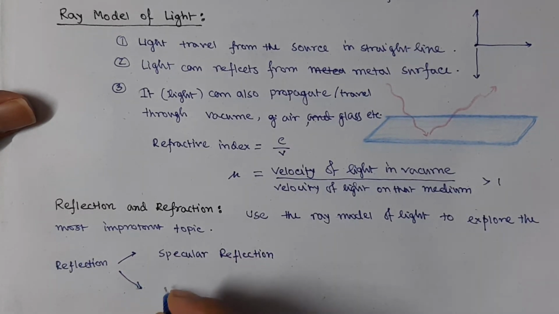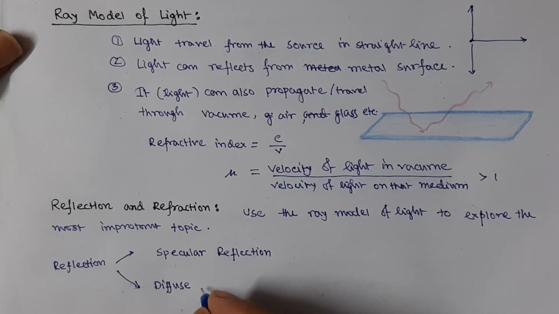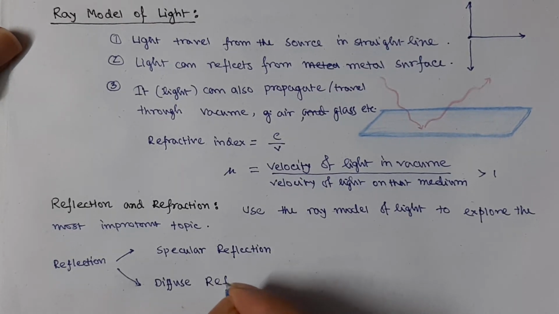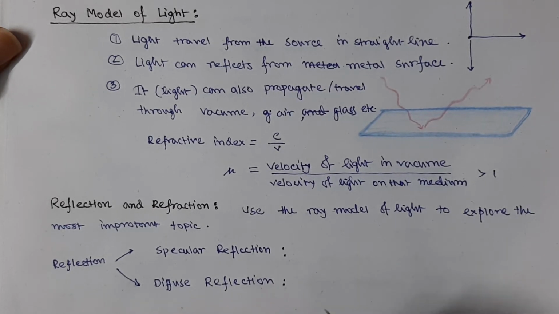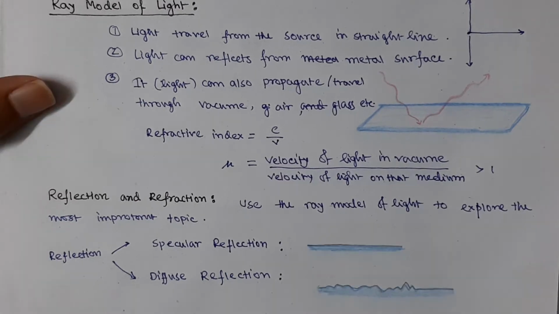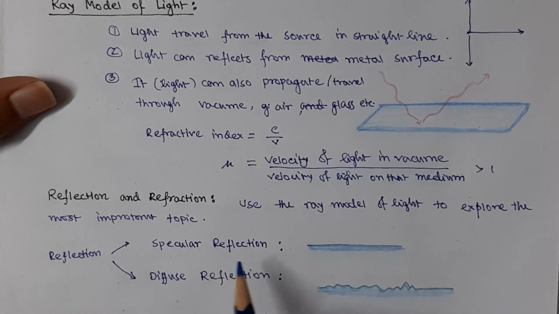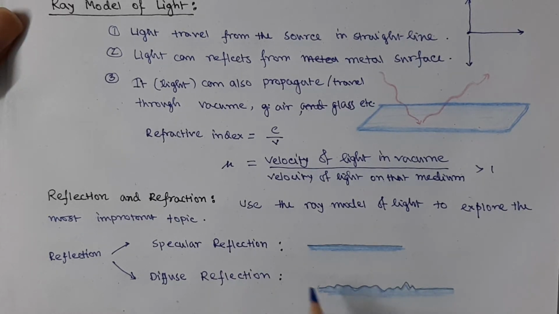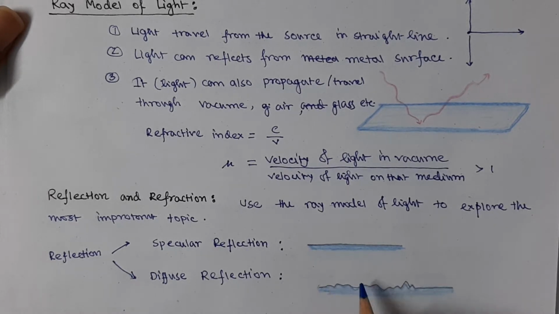And second is diffuse reflection. Okay, so what is specular reflection and what is diffuse reflection? When a surface is very smooth, then specular reflection occurs. Actually, specular comes from the Latin word which means mirror. The mirror is very smooth, so in the case of a mirror, specular reflection occurs.